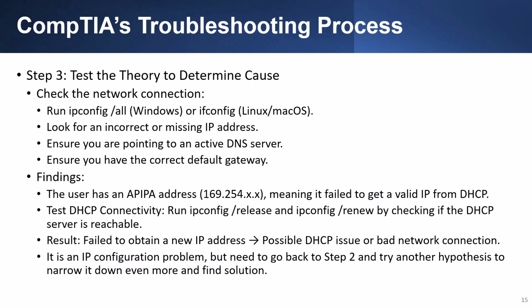Findings: the user has an APIPA address, 169.254, meaning it failed to get a valid IP from DHCP. Test DHCP connectivity by running ipconfig /release and ipconfig /renew, checking if the DHCP server is reachable. Result: failed to obtain a new IP address. Possible DHCP issue or bad network configuration.